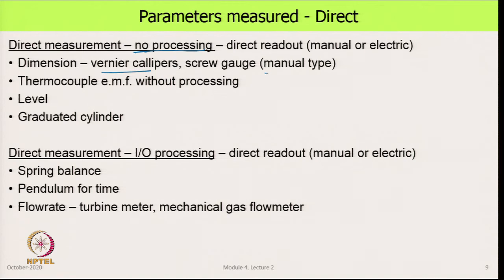A vernier calipers which are manual type, where you have to read the markings on it, the voltage of a thermocouple on an analog voltmeter, or the level indicator. So, just put a scale in a tub of water and say what is the level, or a graduated cylinder. I have given some very simple examples which you would have already seen somewhere earlier, and this is a case of direct measurement without any processing. But remember, here there is human intervention, and we will see later on what this does in causing an error.